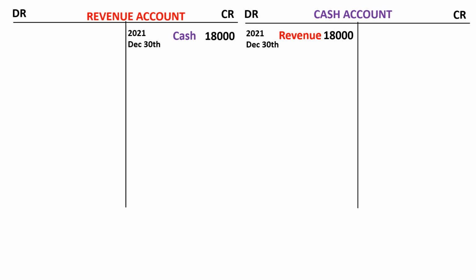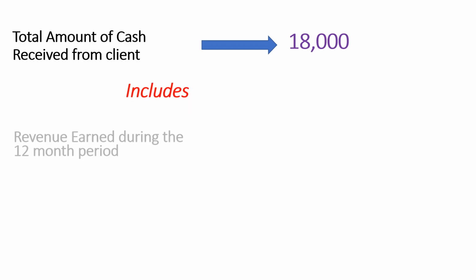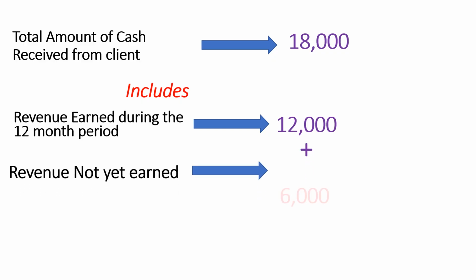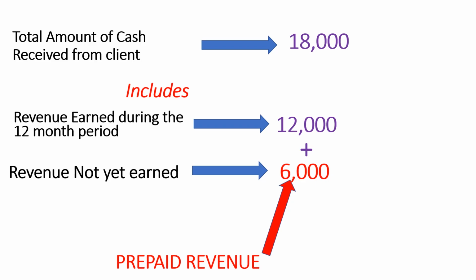So if the revenue earned there is only 12,000, it means the other $6,000, that is what we call prepaid revenue. And so that prepaid revenue, because we have not yet earned it, we are supposed to eliminate it. We can't recognize it in our statement of comprehensive income because we've not yet earned it. So we're supposed to remove it from the revenue account. So how do we go about this? So this is how it looks.